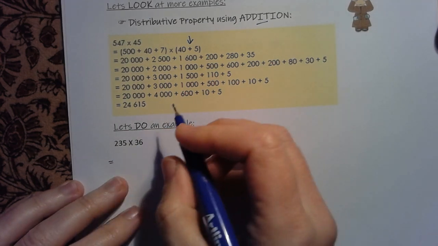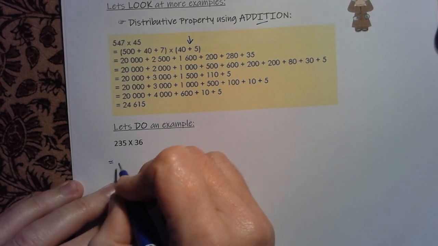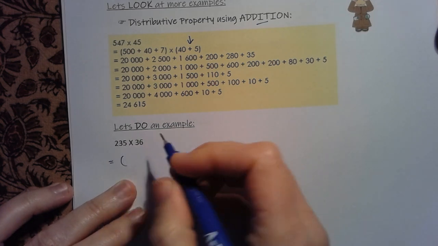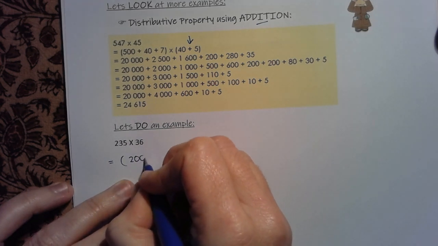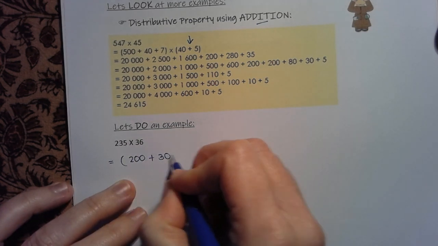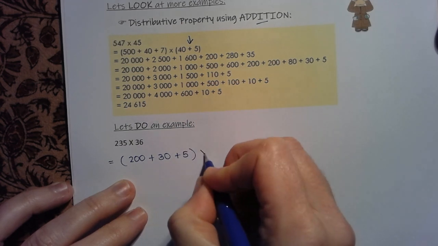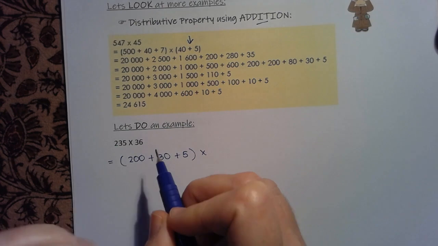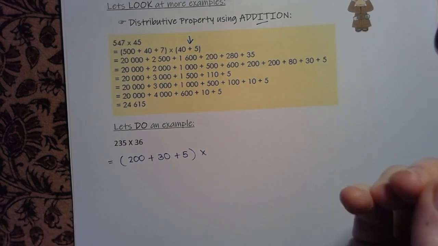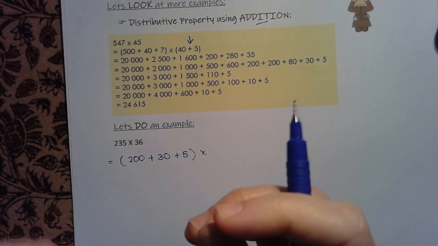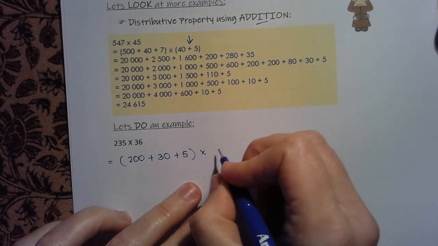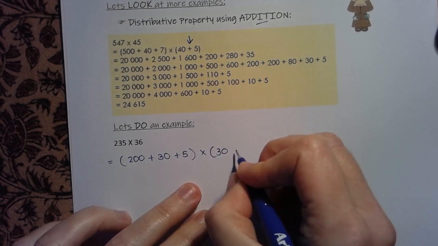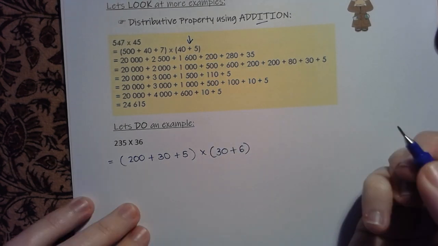Okay, so remember, first step is to break up the numbers. So we're going to look at the first number, 200 plus 30 plus 5 times, and then the second number. Now remember, it's addition, so you need to say what 10 plus which unit equals 36. So that will be 30 plus 6.